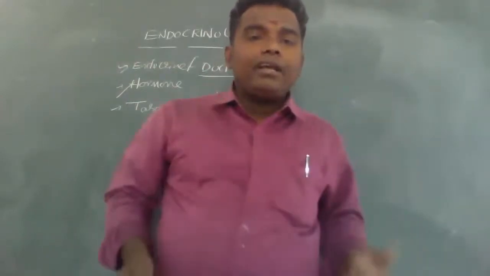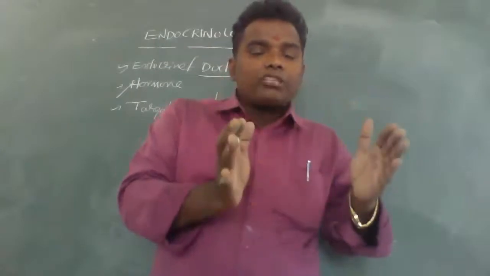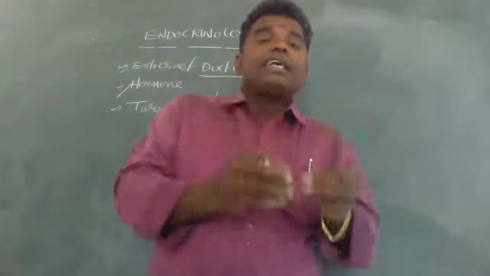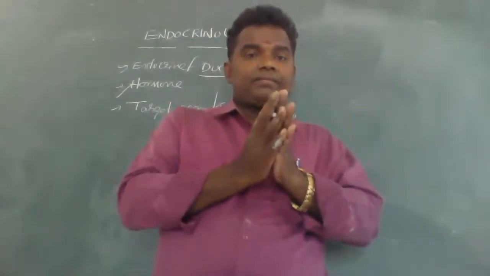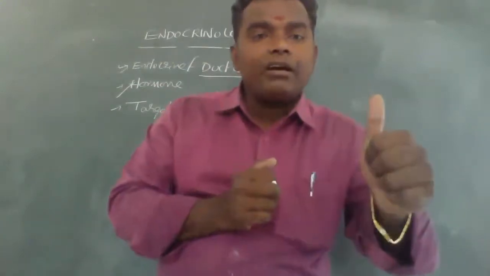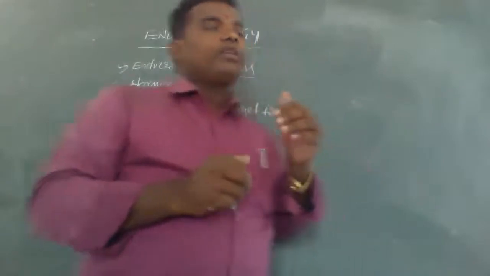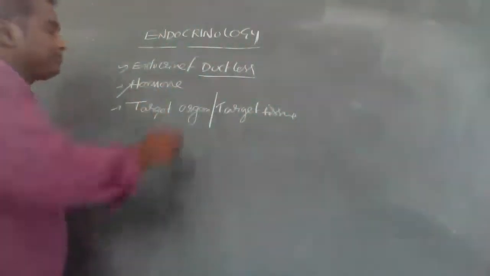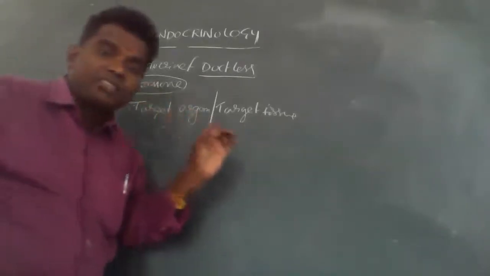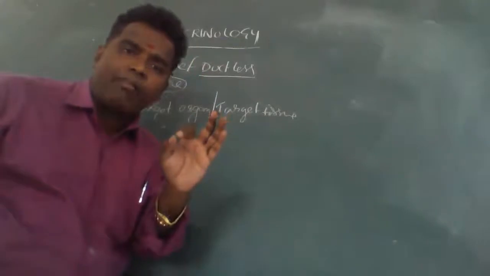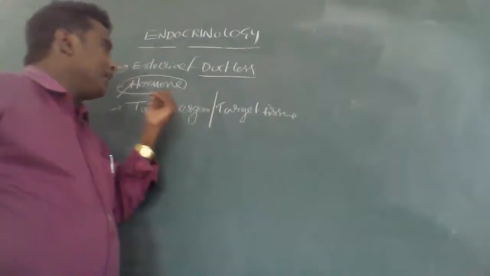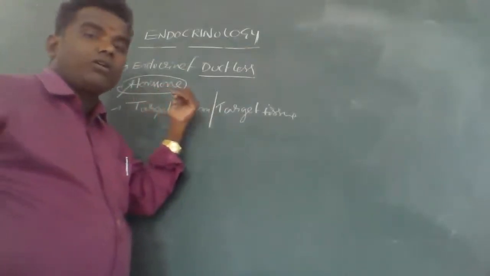Once more, I repeat. Hormones are the chemical substances or chemical messengers which are secreted from endocrine glands. That type of chemical substance is called a hormone. The very important thing is the definition: hormones are chemical substances or chemical messengers secreted from ductless or endocrine glands.